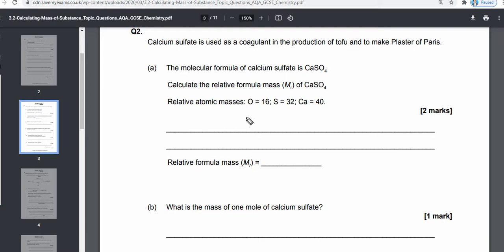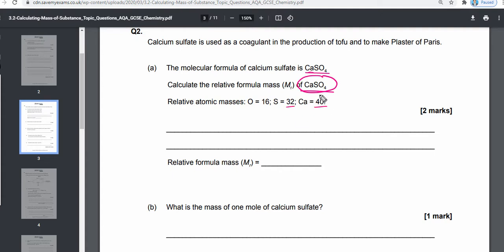It says calcium sulfate is used as a coagulant in the product of tofu and to make plaster of Paris. The molecular formula of calcium sulfate is here, CaSO4. Calculate the relative formula mass of CaSO4. So relative formula mass means we have to find out the mass of this whole thing, CaSO4.